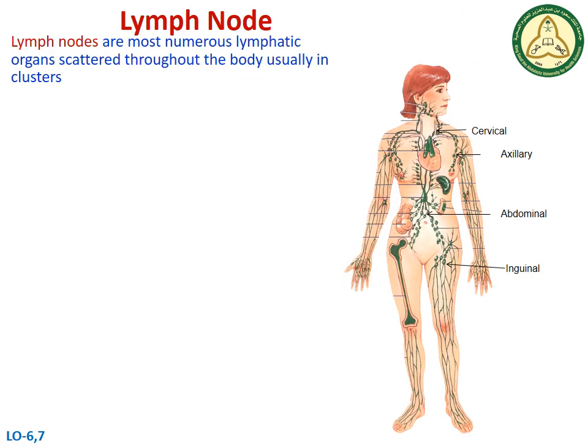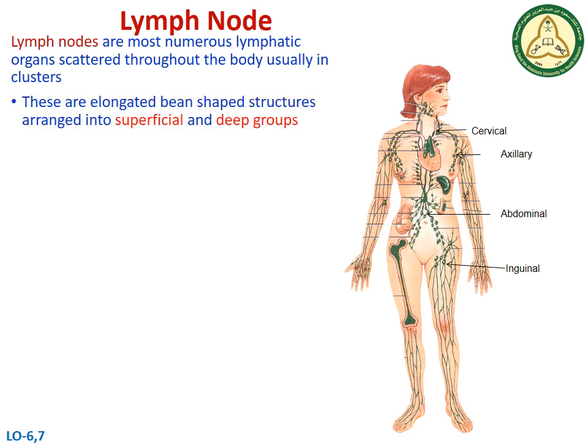Now come to the lymph nodes. Lymph nodes are the most numerous lymphatic organs, scattered throughout the body, usually in clusters. If you see in this picture, can you see these drop-like structures? These are all lymph nodes, right? They are scattered throughout the body. These are elongated, bean-shaped structures arranged in superficial and deep groups.